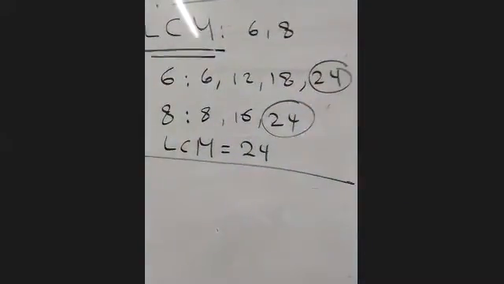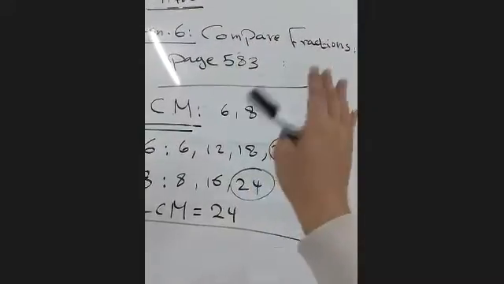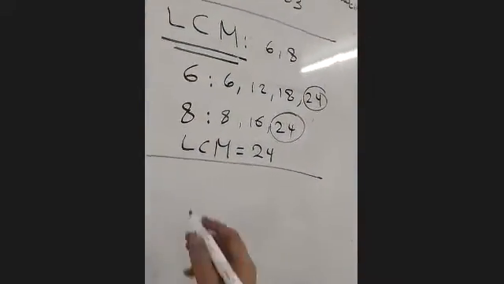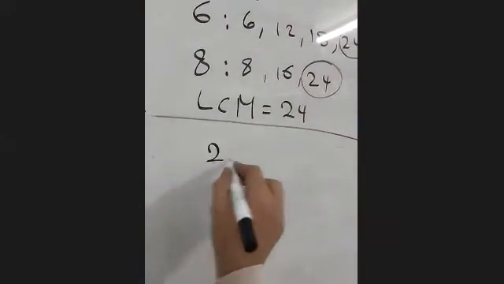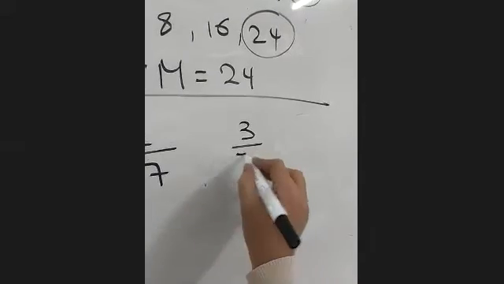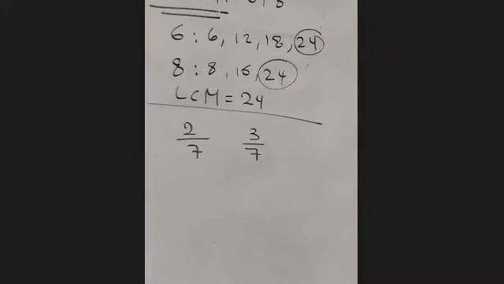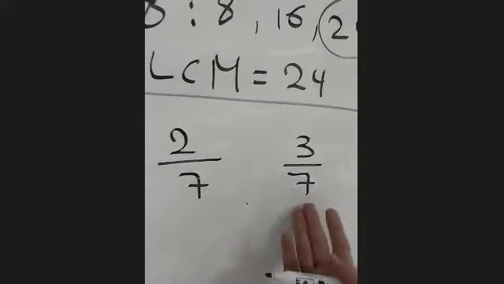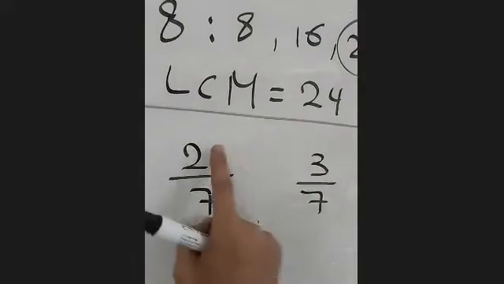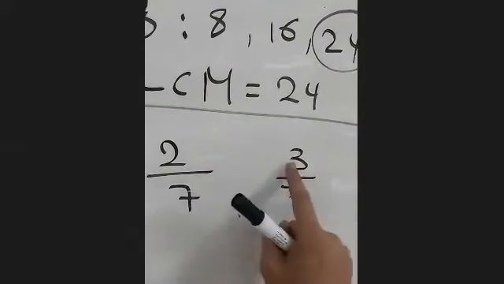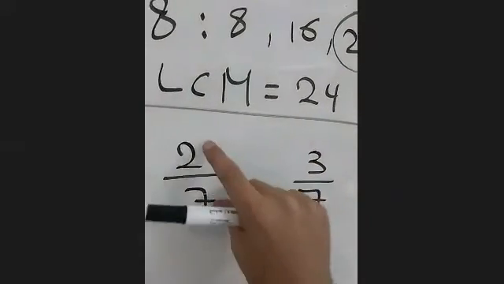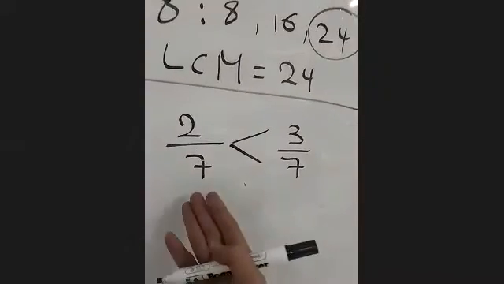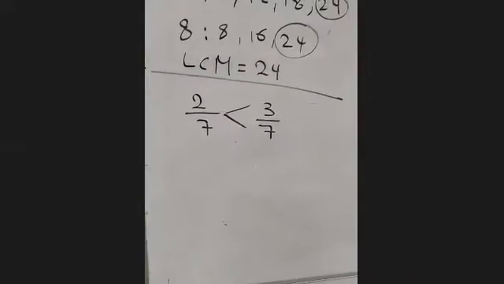Why do we remember the least common multiple? Because to compare between fractions, to know which fraction is bigger, we will use the least common multiple. So, for example, if we have these two fractions here, 2 over 7 and 3 over 7, how do we compare between these two fractions, guys? If we have the same denominators, we can compare up directly. 2 is less than 3. So 3 over 7 is bigger than 2 over 7. But what if we don't have similar denominators down? How will we compare, guys?